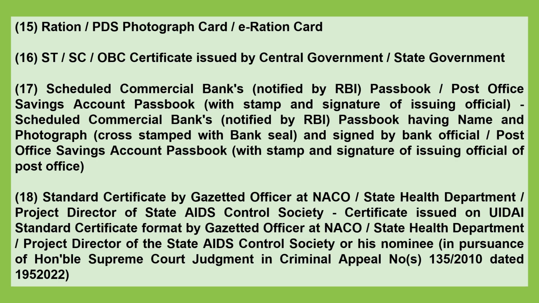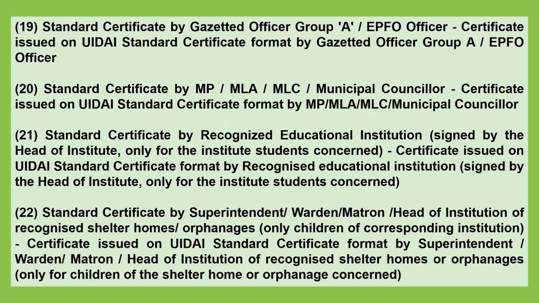Passbook having name and photograph, cross-stamped with bank seal and signed by bank official, and post office savings account passbook with stamp and signature of issuing official of post office. Standard certificate by gazetted officer at NACO or state health department or project director of AIDS control society or his nominee in pursuance of Honorable Supreme Court judgment in criminal appeal number 135 of 2010 dated 19.5.2022. Standard certificate by gazetted officer, Group A, EPFO officer.